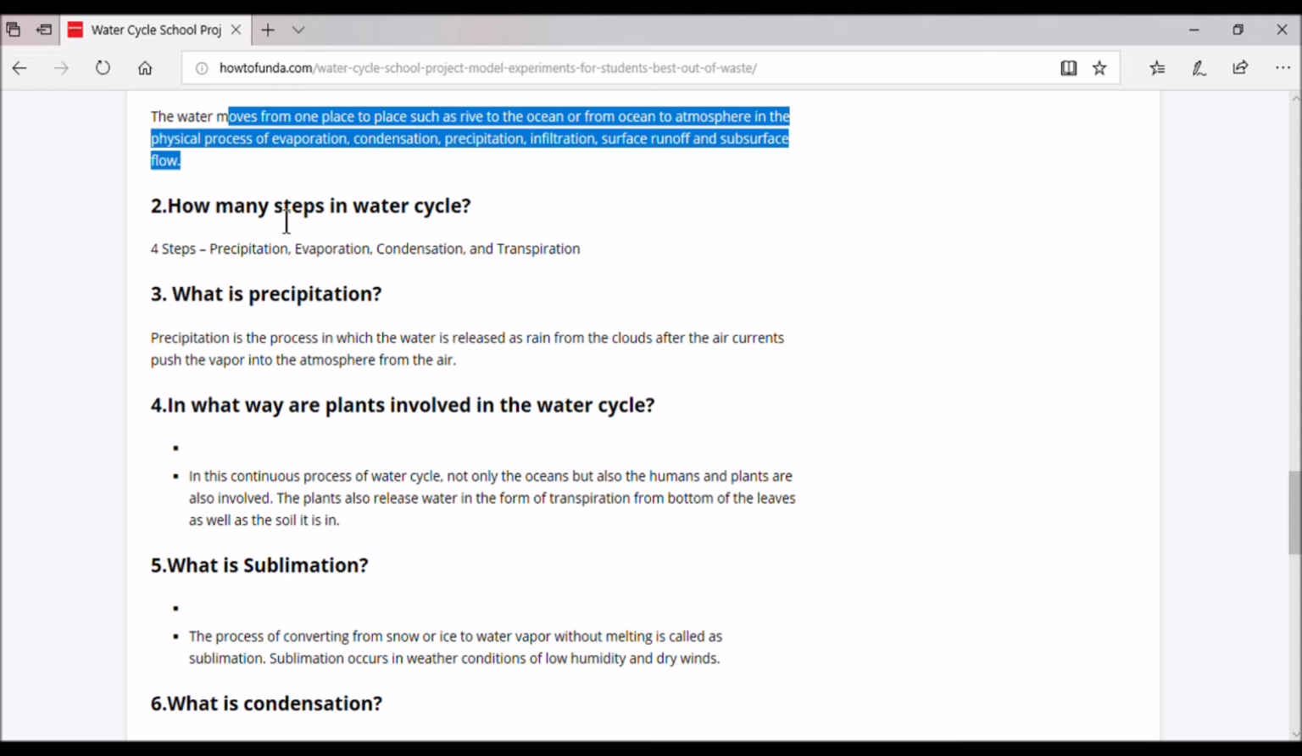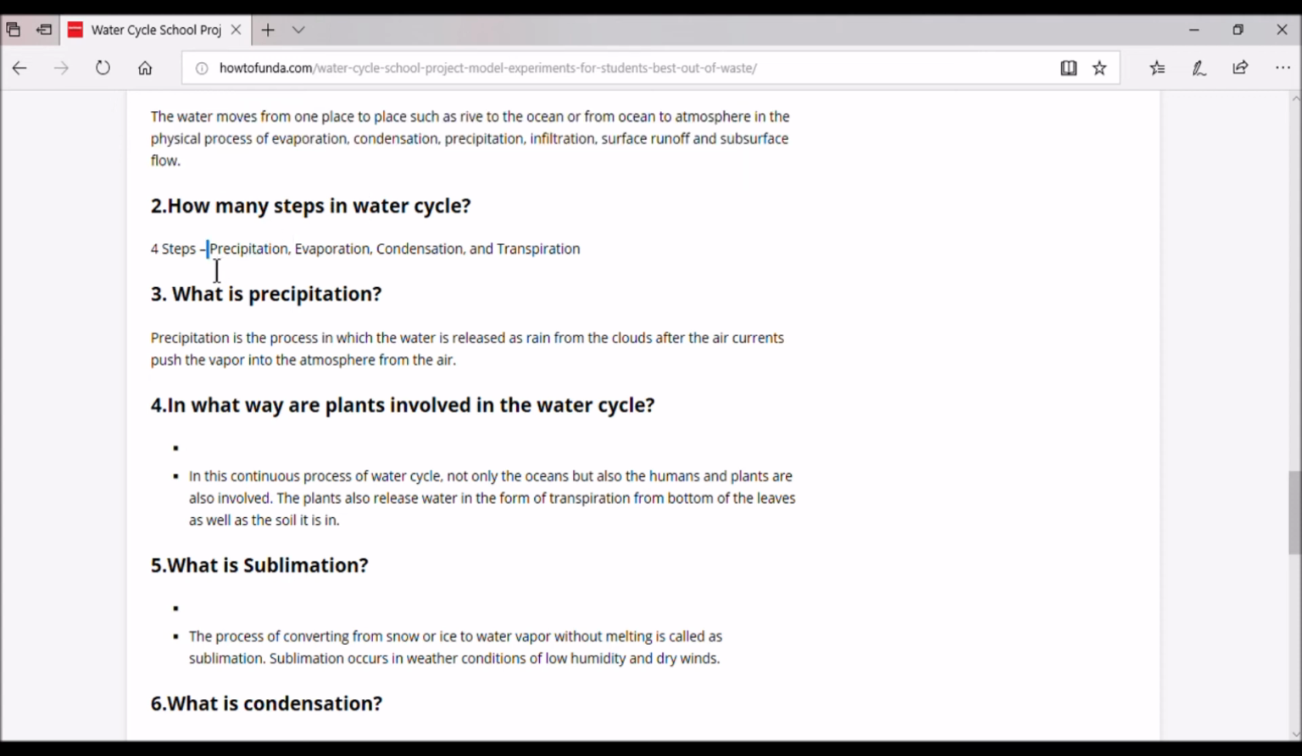How many steps are there in the water cycle? At a higher level you can say four steps, but if you drill down further, it can go to seven or eight steps as well. But keep in mind and stay with the very high-level phases of the water life cycle.